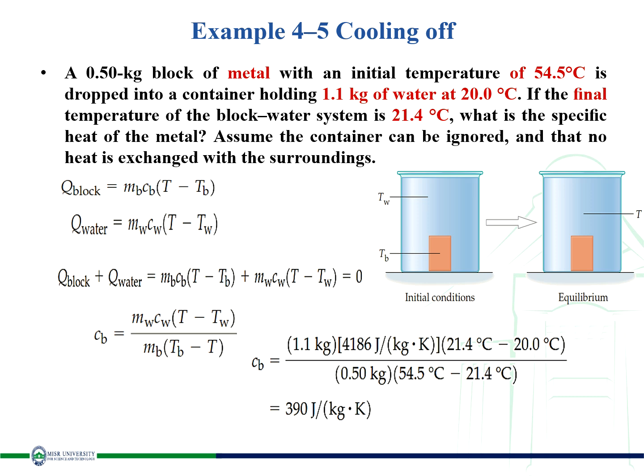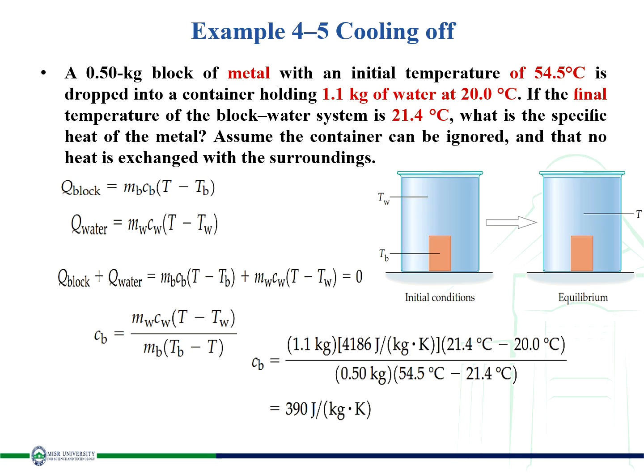We have a 0.50 kg block of metal, initially quite warm at 54.5 degrees Celsius. We then drop this metal block into a container of water. This container holds 1.1 kg of water, which starts at a cooler temperature of 20.0 degrees Celsius. The system eventually reaches thermal equilibrium, meaning everything settles at a single, final temperature of 21.4 degrees Celsius. Our mission: to find the specific heat of this mysterious metal block. We're told to ignore the container itself and assume no heat escapes to the surroundings, a perfect, isolated system.